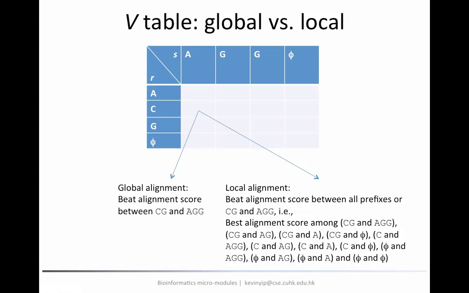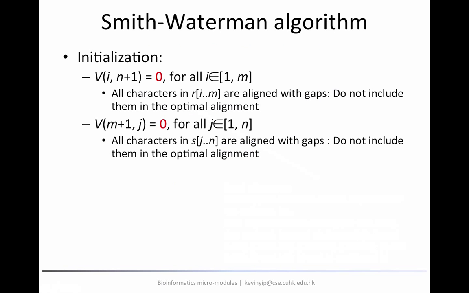So this sounds to be a much more difficult problem than global alignment. Can we easily use dynamic programming to solve it? The answer is, surprisingly, yes. And the difference between the algorithm for global alignment and local alignment is very small. The algorithm is called the Smith-Waterman algorithm, which is named after the two inventors of this algorithm.